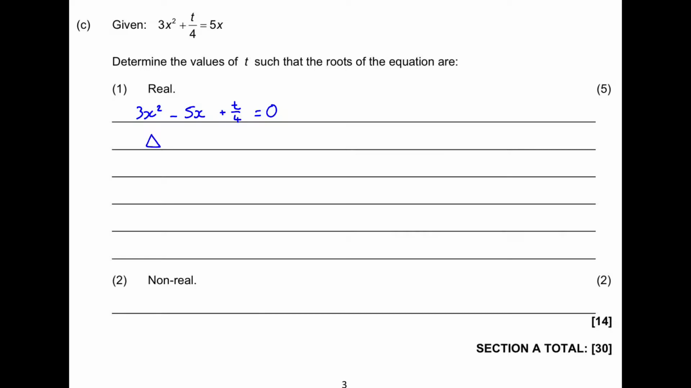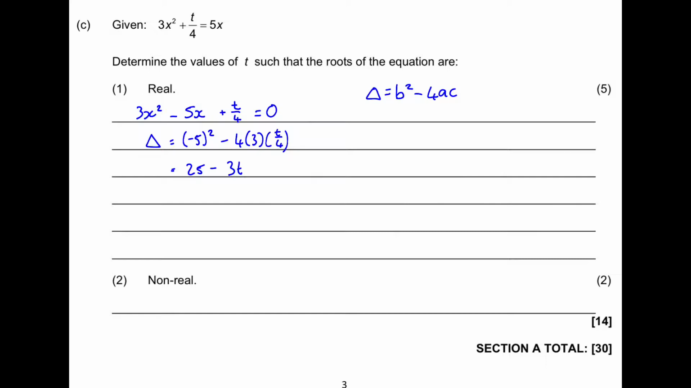So delta is equal to, and again with delta, please do not put the square root sign. The square root sign is not part of delta. Delta is underneath the square root sign. Delta is b squared minus 4ac, the inside of the square root in the quadratic formula. So substituting, we get minus 5 squared minus 4 times 3 times t over 4. That's b squared minus 4ac, and that simplifies to 25 minus 3t.